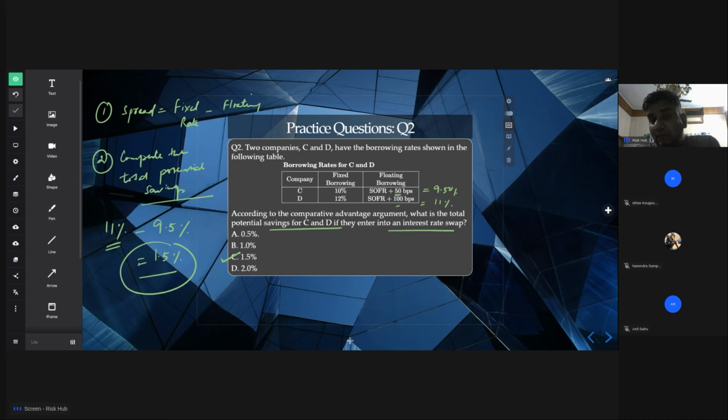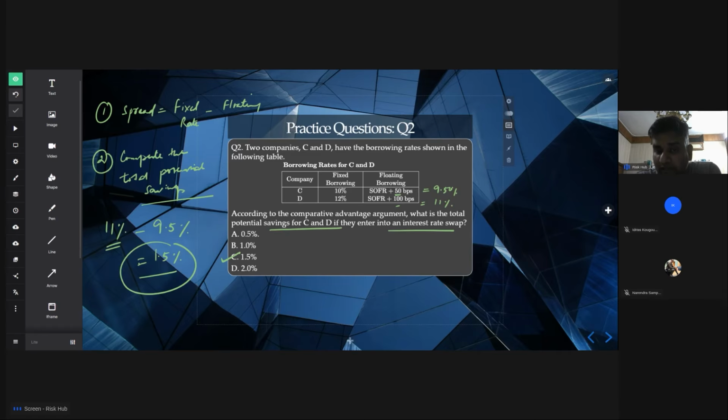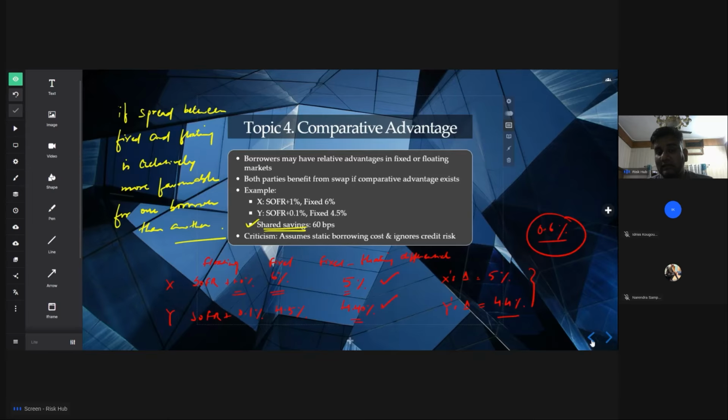The question is about comparative advantage. Comparative advantage isn't about who is absolutely cheapest. Comparative advantage is a different concept. It's about who gives up less by doing one thing instead of the other. So comparative advantage is more about your opportunity cost. You are right in saying that C has an advantage in both markets. I am not disputing that, but that is an absolute advantage concept, and we are not studying absolute advantage.